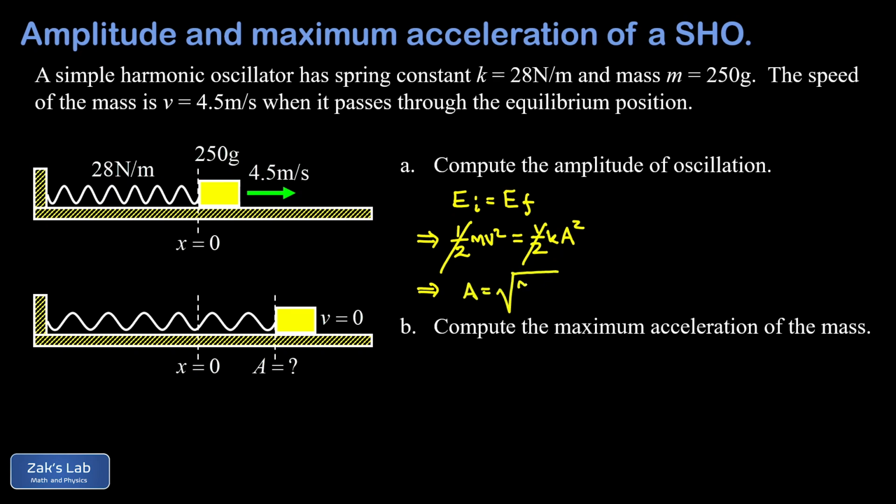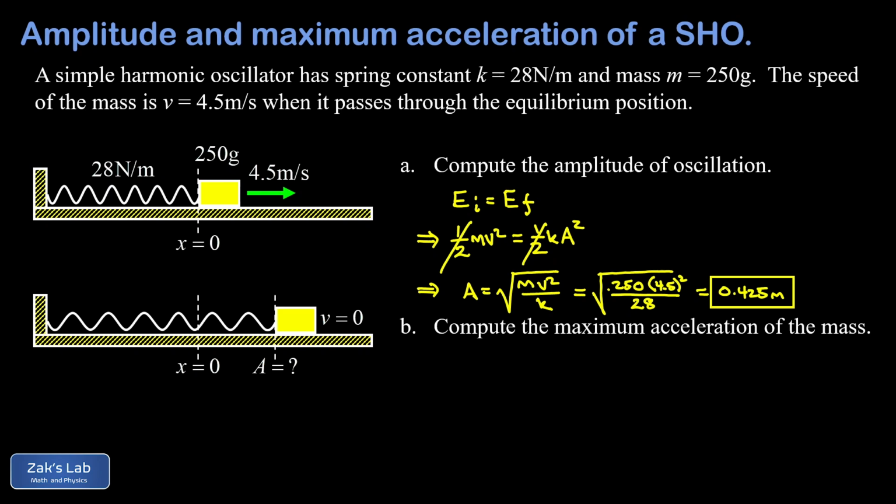So the amplitude is going to be the square root of mv squared divided by k, where the v is the velocity as the mass was passing through the equilibrium position. So now we just have to plug in all the given quantities. We were told the mass of this oscillator is 250 grams. Make sure you change that to kilograms, so I have to write it as 0.250 kilograms. The speed as it passed through equilibrium was 4.5 meters per second, and we need to square that. And the spring constant was 28 newtons per meter. When we run the numbers to 3 significant digits, we find an amplitude of 0.425 meters.